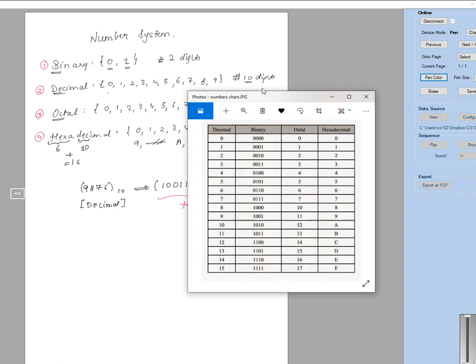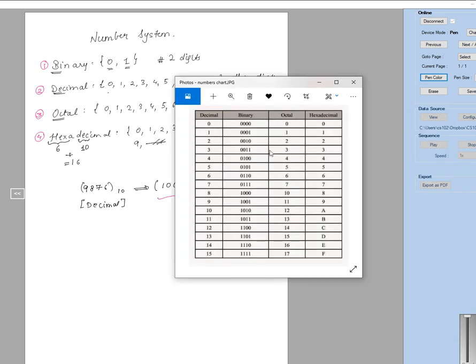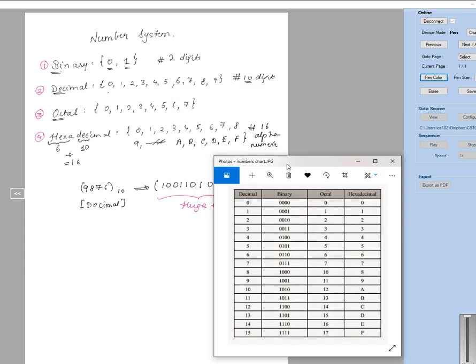Basically, you need to remember this particular chart, how it is derived and what it contains. So decimals you of course know, 0 to 15, and octal, right? Octal is 0 to 7 because it has 8 digits. Now interestingly, there is no 8 here, right? Because if you see the set of octal, it basically completes at 7, right?